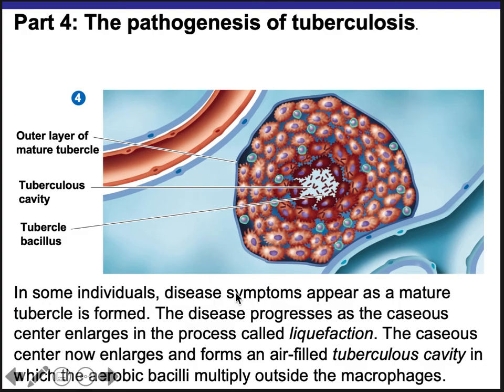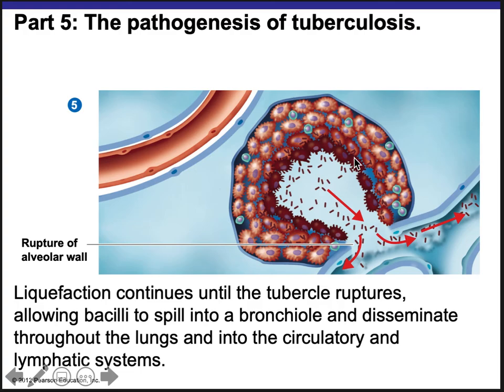In some individuals, disease symptoms appear as the mature tubercle is formed, and the disease progresses as the caseous center enlarges in a process called liquefaction. The caseous center becomes larger and forms an air-filled cavity, which allows the bacteria to multiply outside of the macrophage, and this makes it more likely to burst open. Liquefaction continues until the tubercle ruptures, allowing bacilli to spill into the bronchiole, and then it disseminates throughout the lungs, and it can also get into the circulatory system and the lymphatic system.